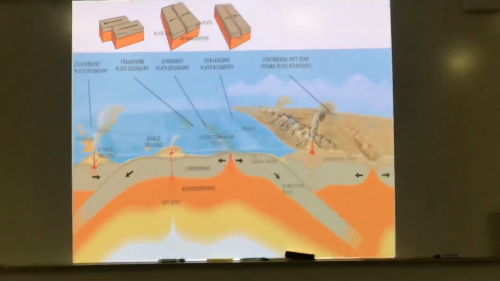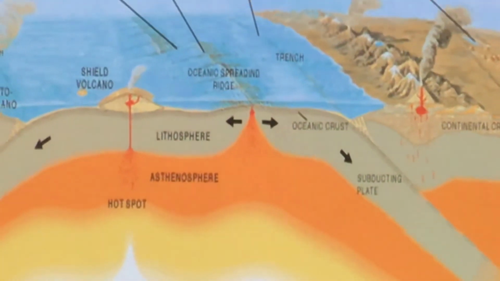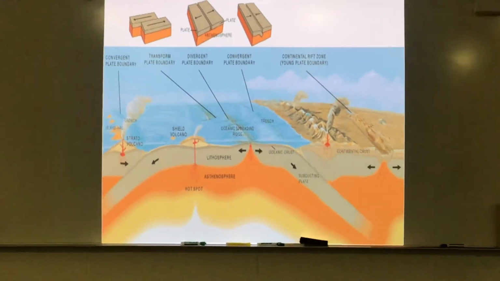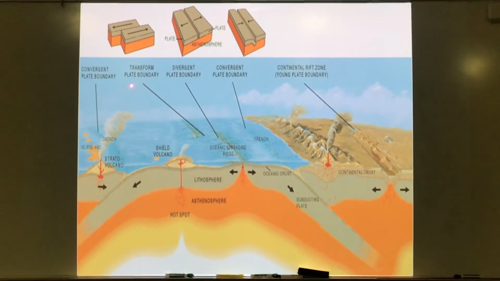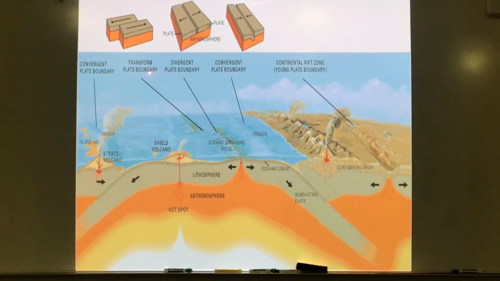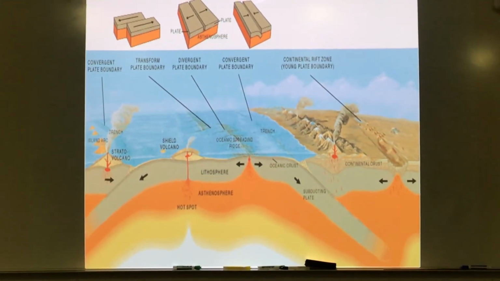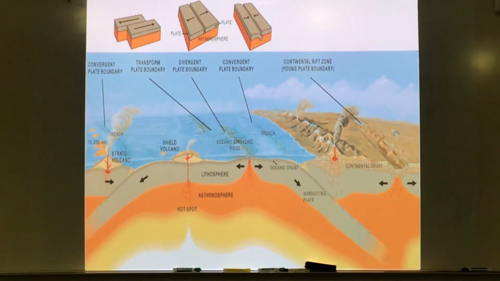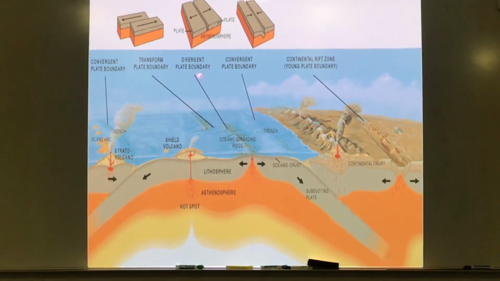Now, over here, let's talk about what we see, because all plate boundaries are not the same. You see the different types of plate boundaries here: a convergent plate boundary, a transform plate boundary, and a divergent plate boundary. Those are your three types of plate boundaries. You should be writing. Three types of plate boundaries. Label them: convergent, transform, divergent.